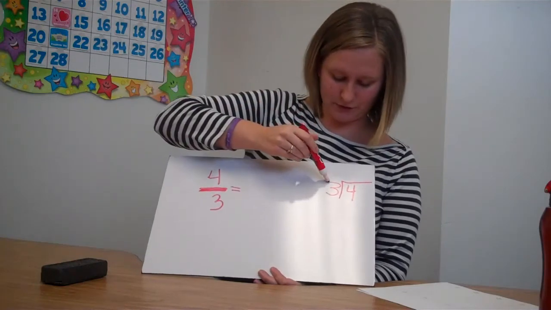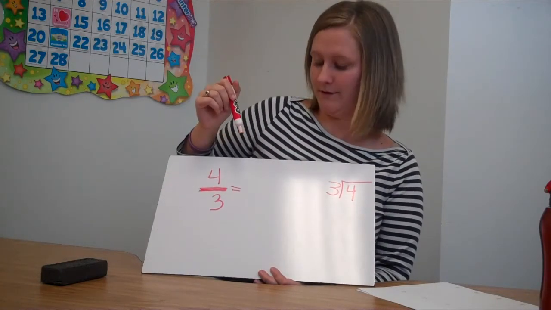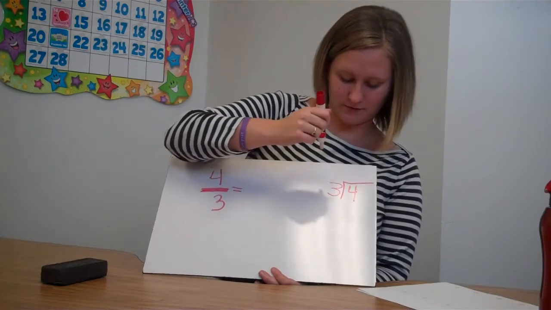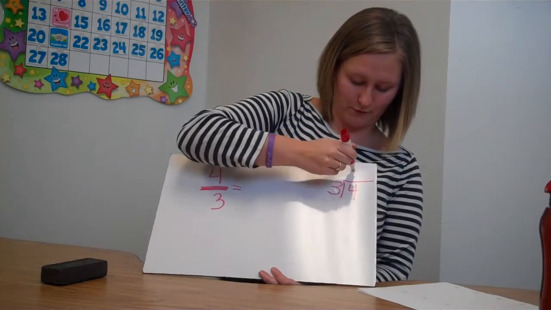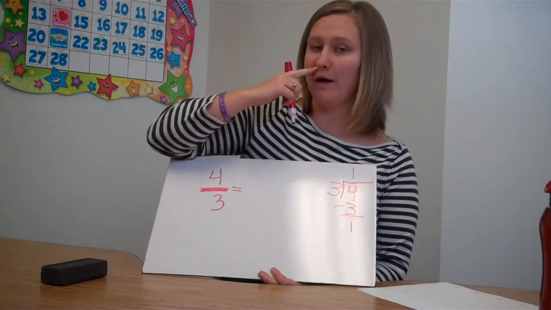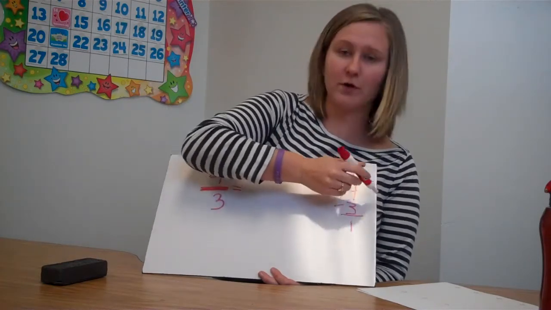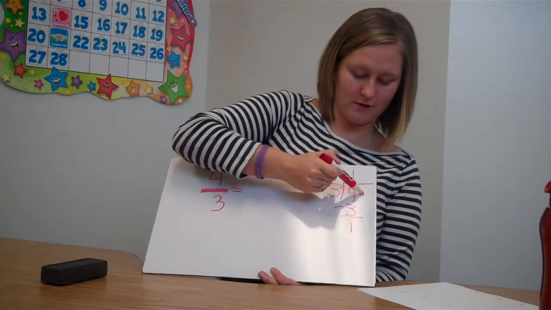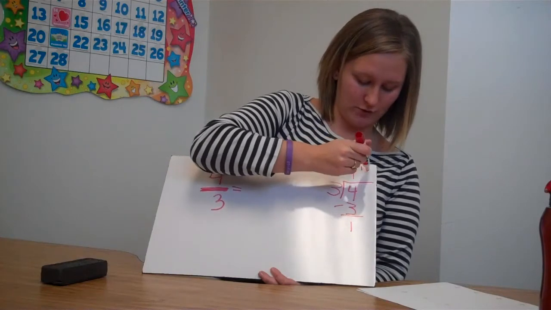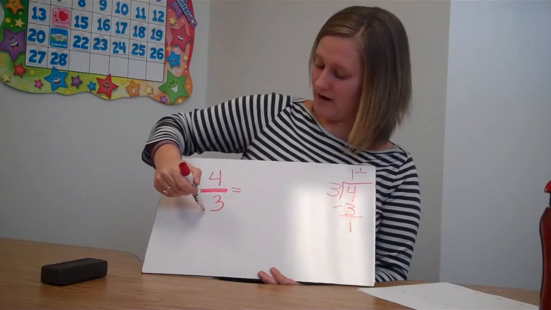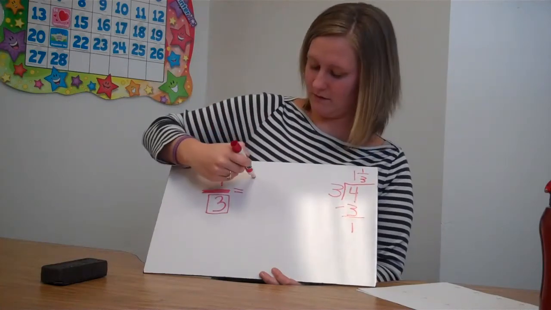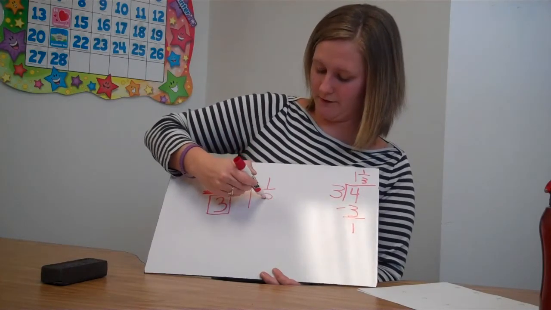So how many times does 3 go into 4? Okay, it's 4 divided by 3, so how many times does 3 go into 4? 3 goes into 4 one time. 1 times 3 is 3. You subtract that, you get 1. There are no more numbers over here to bring down, so you're done. The 1 then becomes your numerator, and your denominator stays the same. So your answer would be 1 1/3.